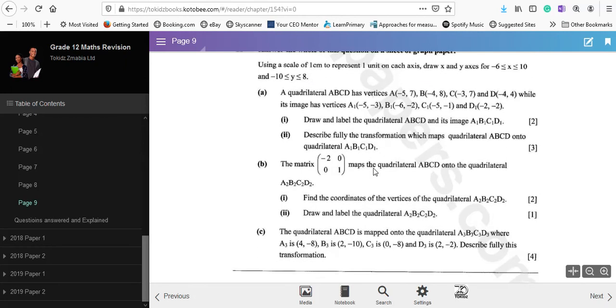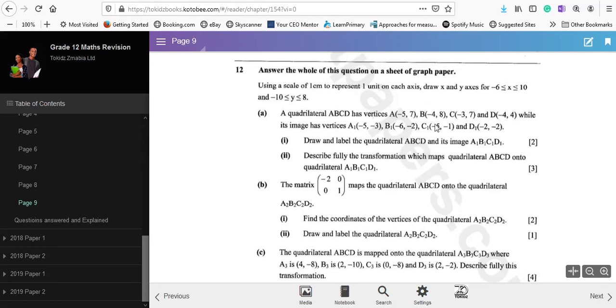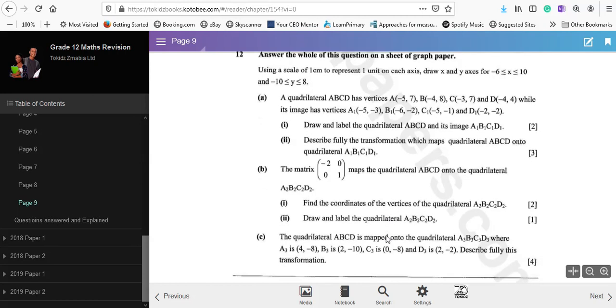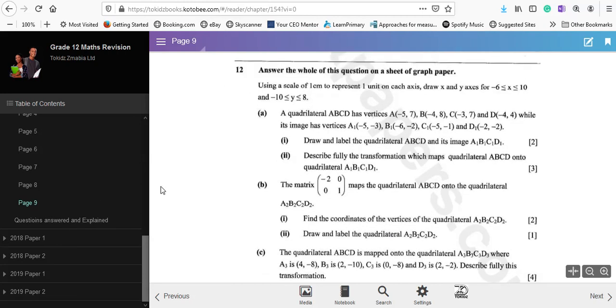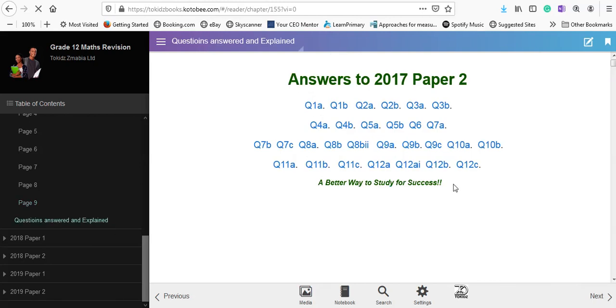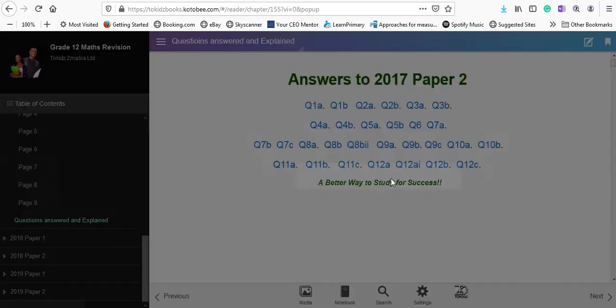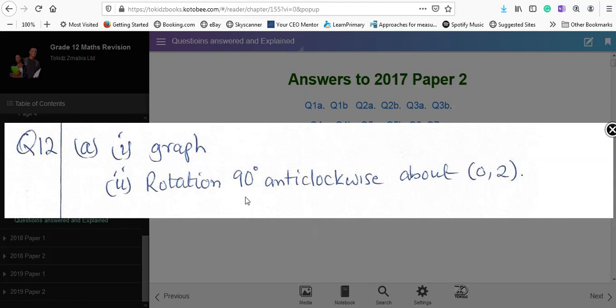Just one question. And so when you're looking at it and you're practicing, you can literally practice yourself, which is very detailed, and then we've got answers in there. So this is question 12, and we go to questions answered and explained, and we can go to question 12, which has been broken down. So this is how you answer it.